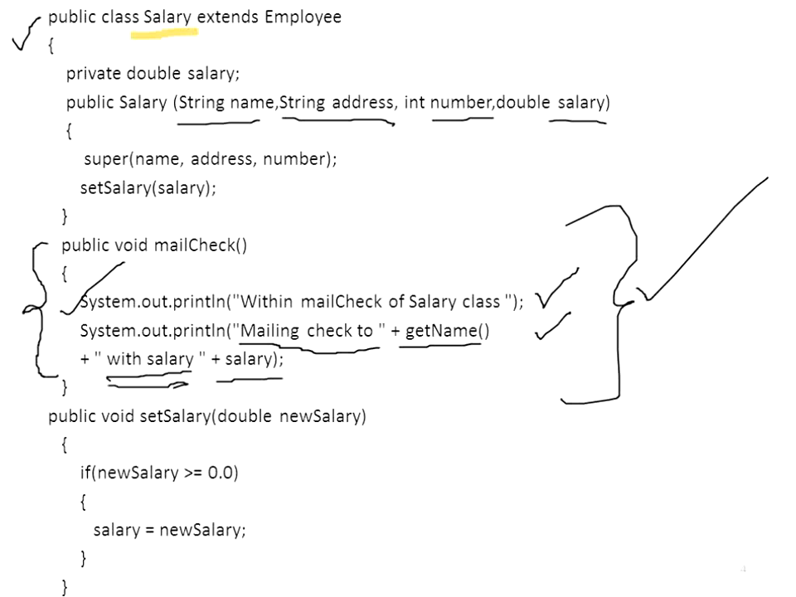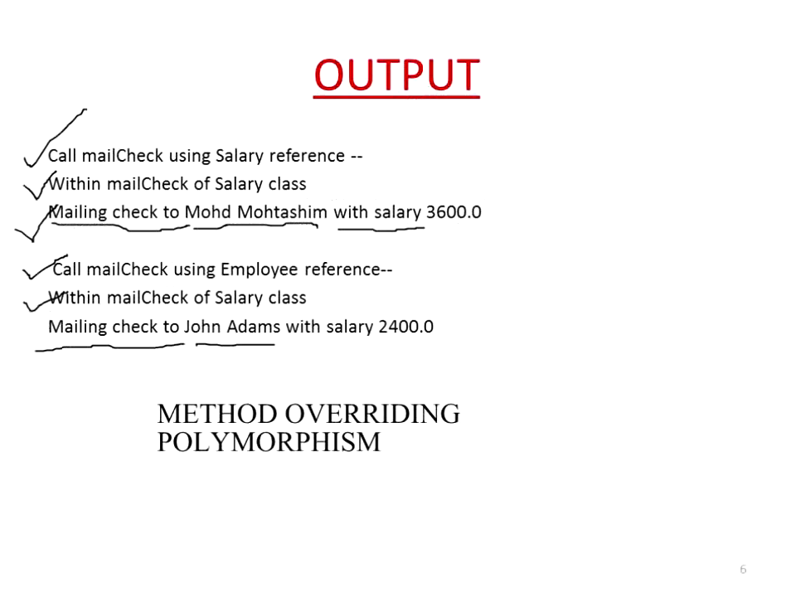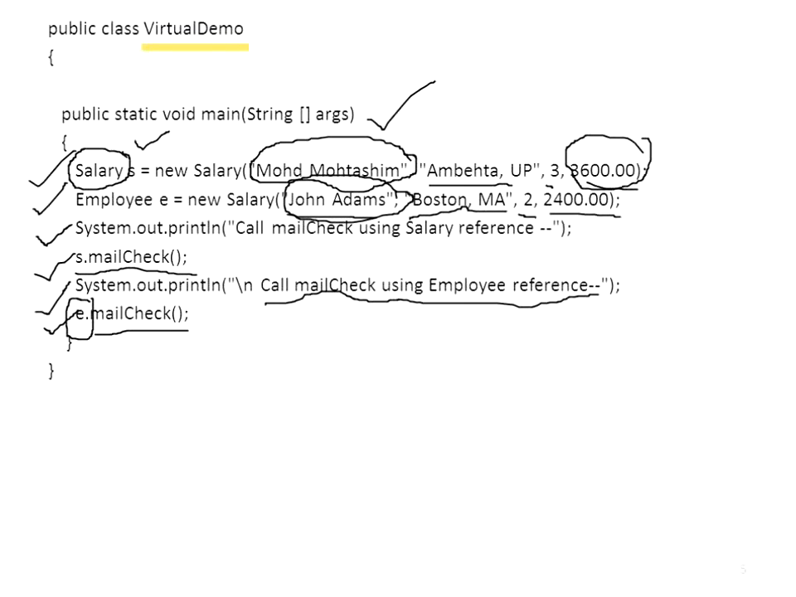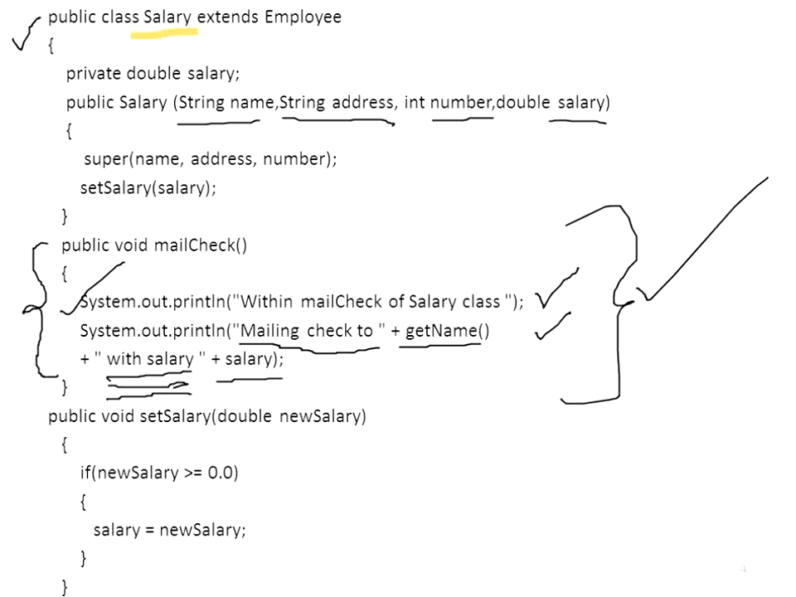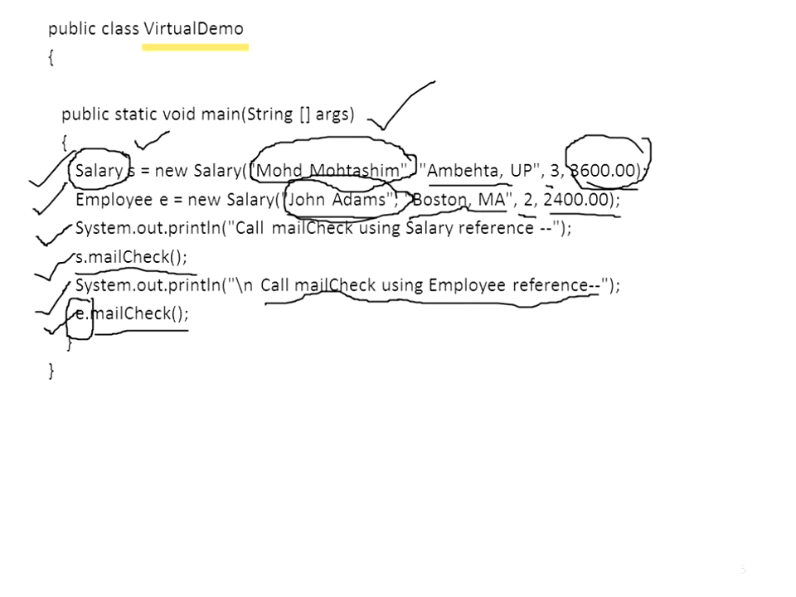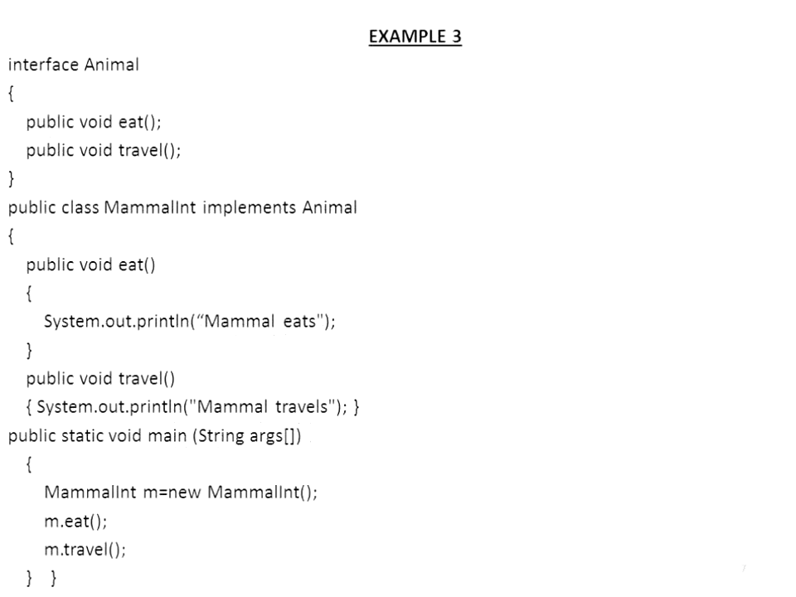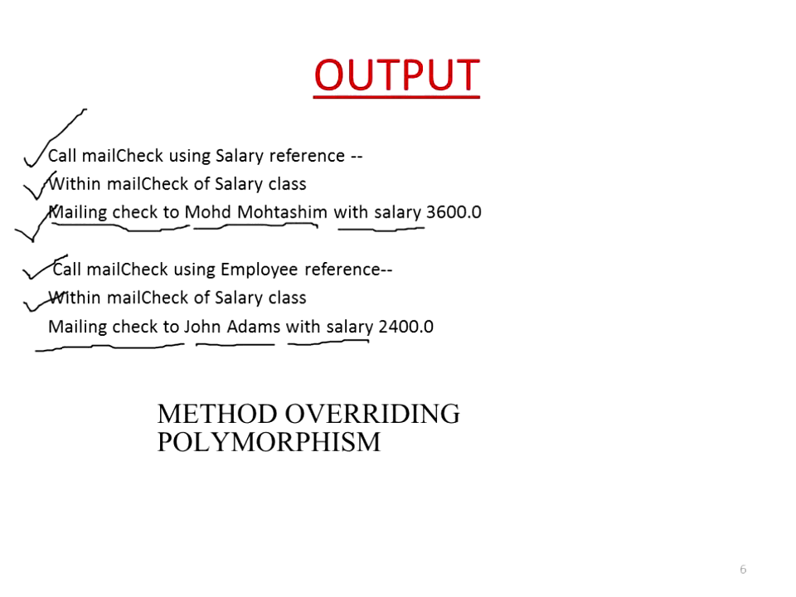Then we have the with salary string. The with salary string is printed. And then plus salary. Now the salary is 2400. So the output is 2400.